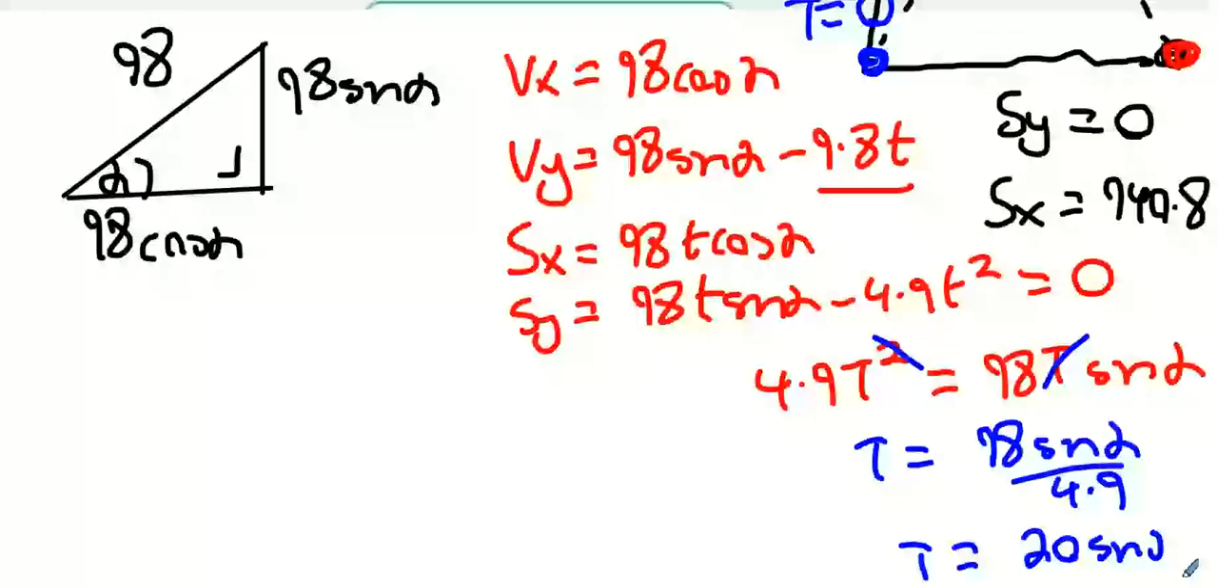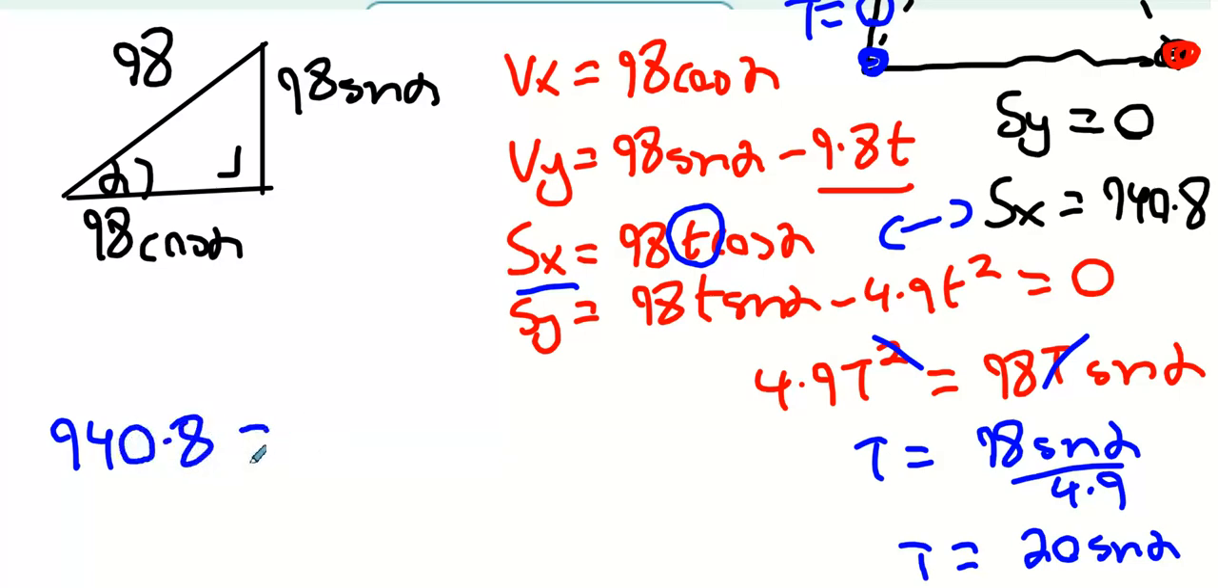All right. Fair enough. Oh, I see what's going on here. All right. Sorry, I just went down a slightly different route than usual, but here we go. All right, guys, what do I do next? I put the time of flight into the sx equation, and that has to result in the R value, which is, what's sx then? 940.8.